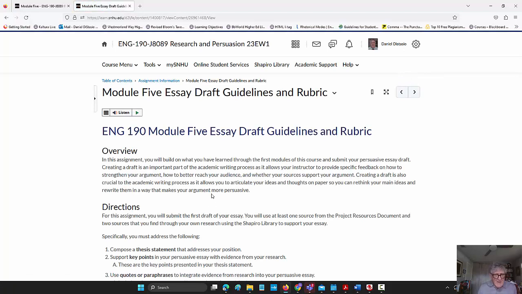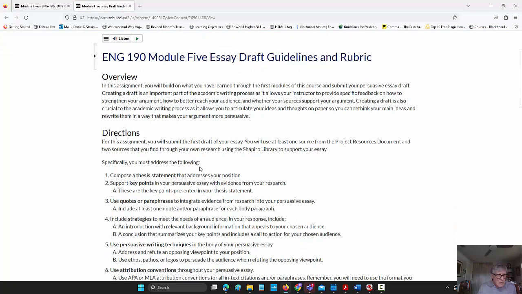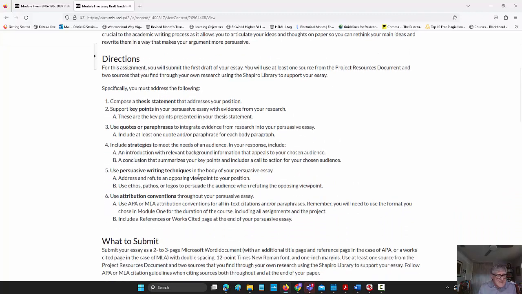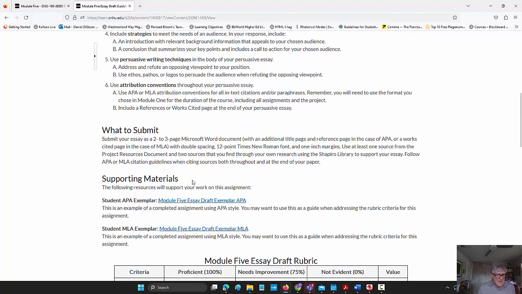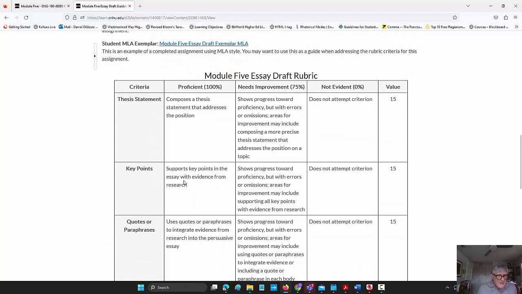that we've done. If we look at the guidelines in the rubric, we'll see that it asks for a thesis statement, key points, quotes, strategies, persuasive writing techniques, and attribution conventions. So let's take a look at the rubric, which will help guide us through that. First, the thesis statement. You'll hear more about that later, but I want to just point out that the thesis statement is the very soul, it's the heart of this essay.